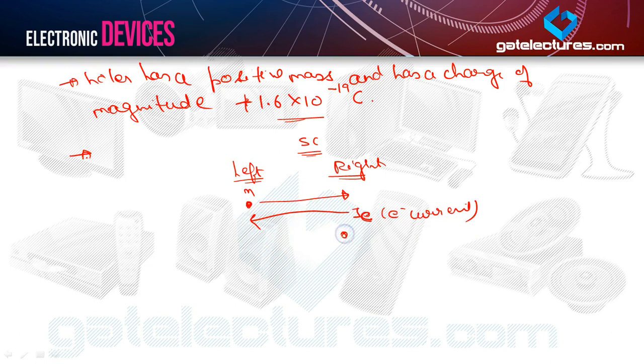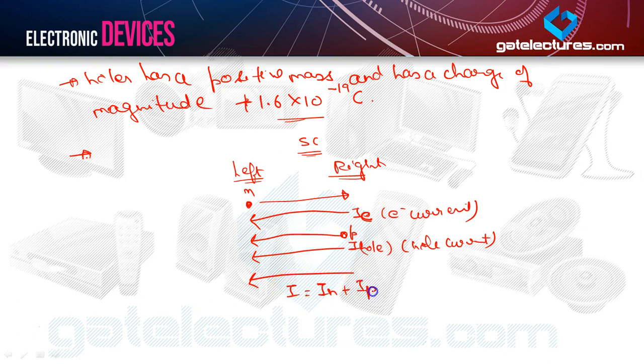Holes, if move from right to left, it is accompanied by the hole current. So this is basically a hole current. If hole moves from right to left, the hole current will move from left to right. So total current will be from right to left. This will be equal to IN plus IP. But IN is greater than IP as mu N is greater than mu P. Since mu N is greater than mu P, we know the current density depends upon the mobility of the charge carriers. So IN is greater than IP because mobility of electron is greater than mu P.